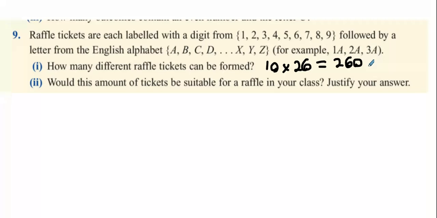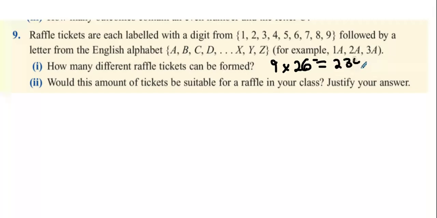1A, 2A, 3A, all the way up to 26A. 1B, 2B, 3B, 4B, 5B, all the way up to 26B. 1Z, 2Z, 3Z, all the way up to 26Z. That's how many tickets can be formed, yeah? Oh, it is 9 numbers. Sorry, I included 10 again, didn't I? Sorry, my fault. 9 by 26 because we didn't include the 0. So what do you say the answer is now? Anybody? 234? Sorry, my bad.